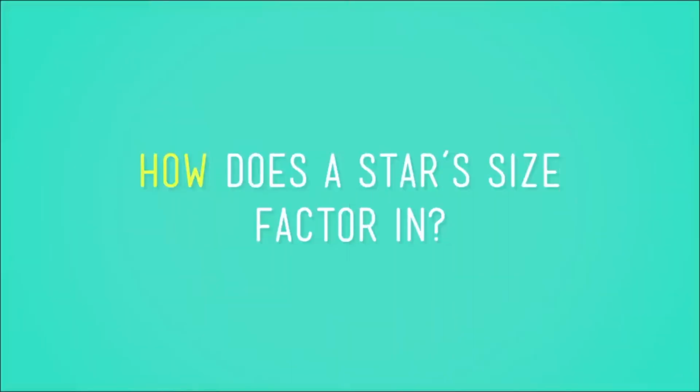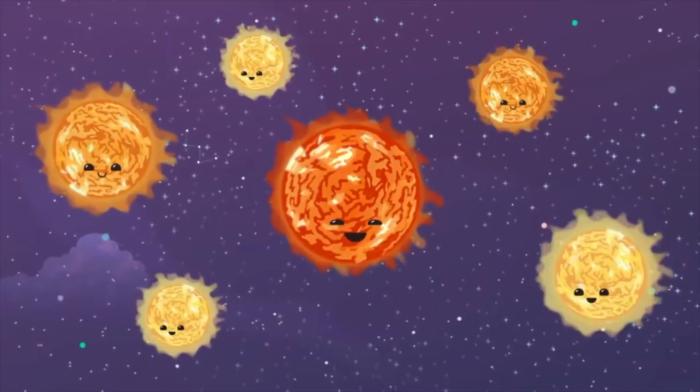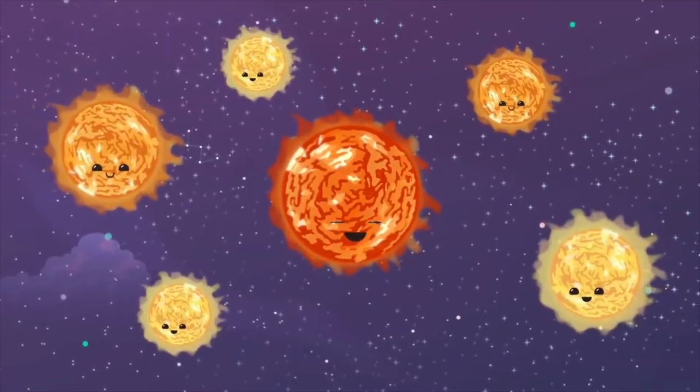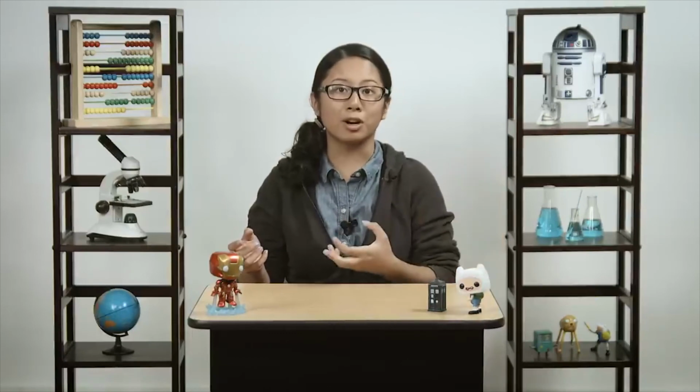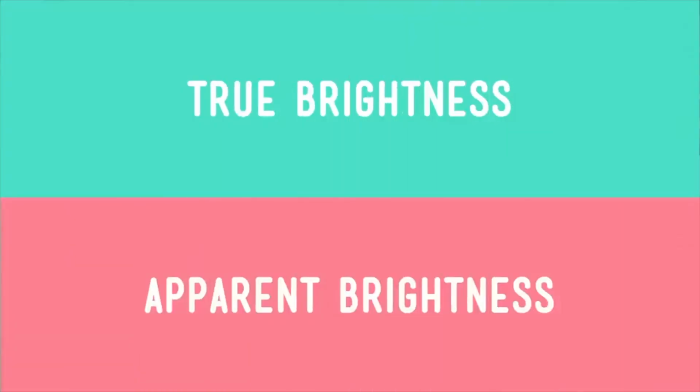So, how does a star's size factor in? Some stars are really, really big, and some are really, well, not small, but smaller. So if it's bigger, it must glow brighter, right? Not necessarily. Smaller stars sometimes have more power than bigger stars, just like smaller light bulbs can have more wattage than bigger light bulbs. Size also isn't necessarily important when measuring the second thing that astronomers look at when determining a star's brightness. It's apparent brightness.